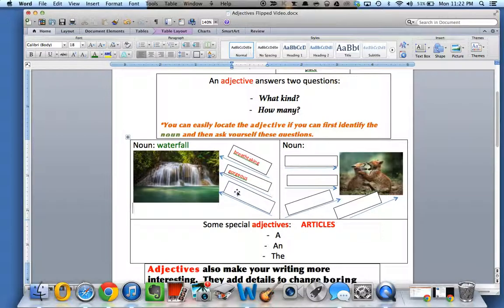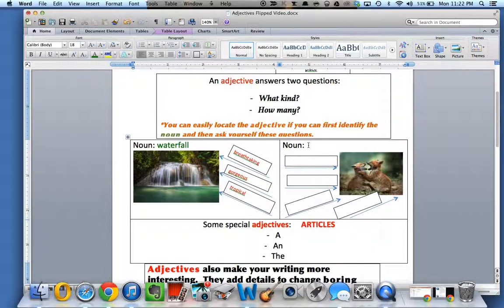Now, can you come up with an adjective that describes the waterfall? Let's see what you come up with. How about the tropical waterfall? And there's many more that you can come up with that are creative also. Let's take a look over here at this one, this picture right here. And what do you see? What is the noun that you see in this picture?